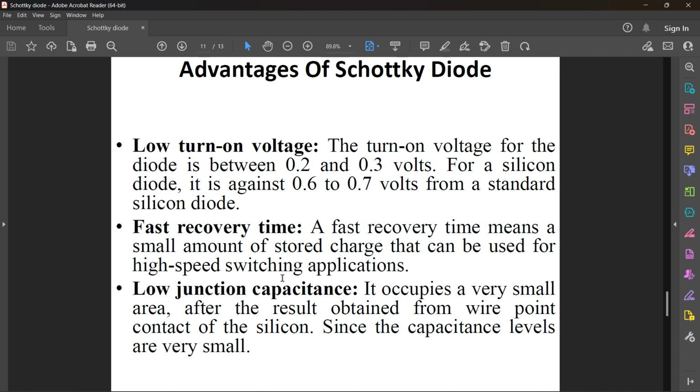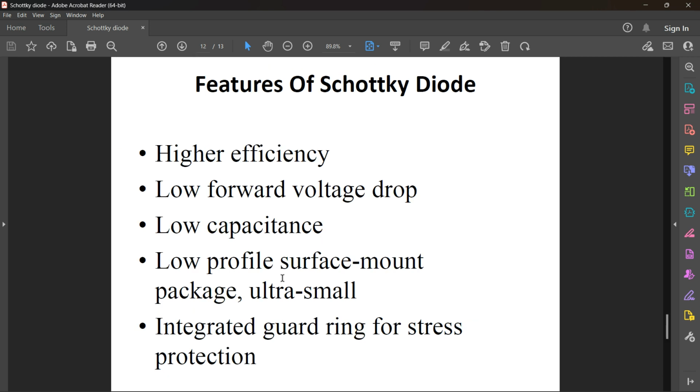And the advantages: it has a low turn on voltage of between 0.2 to 0.3 volts, against 0.6 to 0.7 volts for a standard silicon diode. It has a fast recovery time and low junction capacitance. The features of the Schottky diode are higher efficiency, low forward voltage drop, low capacitance, low profile, surface mount package, which means it is ultra small, and an integrated guard ring for stress protection. So Schottky diodes are high frequency diodes used for switching as well as rectifier purposes, and they are unidirectional. So this is what the Schottky diode's characteristics are. Thank you.